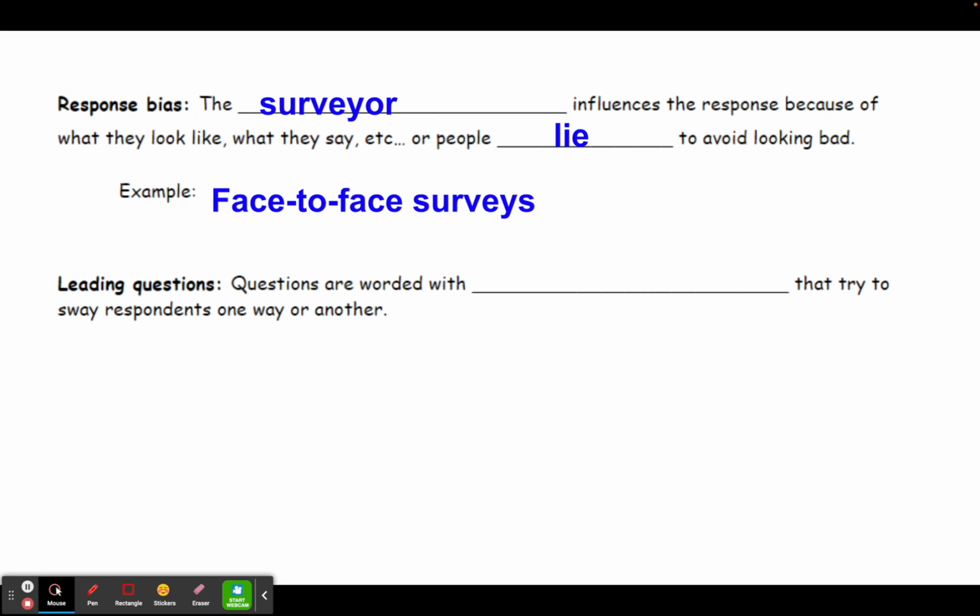Finally, we discuss leading questions, which are questions that are worded with terms or phrases that try to sway respondents one way or the other. And it's really difficult actually to write questions that are not leading questions. But oftentimes, we want to try to do that as much as possible so that it's not the wording that causes the results that we're looking for in our survey.